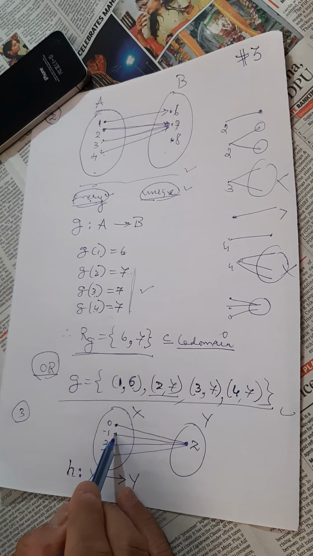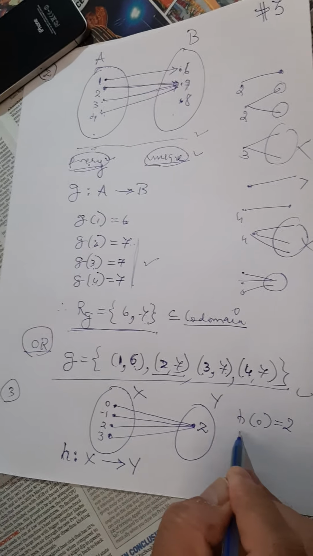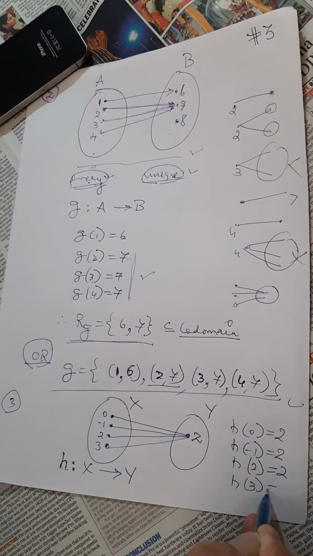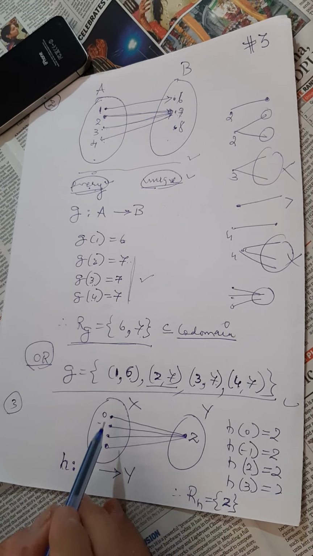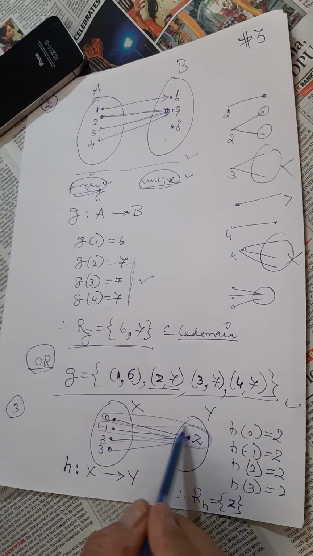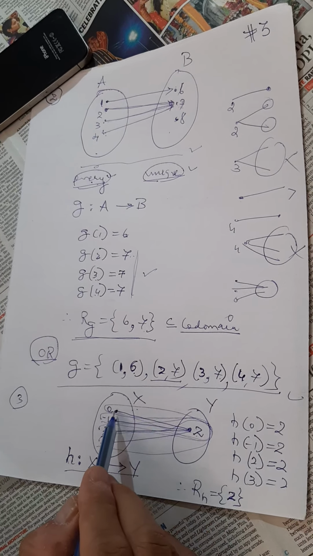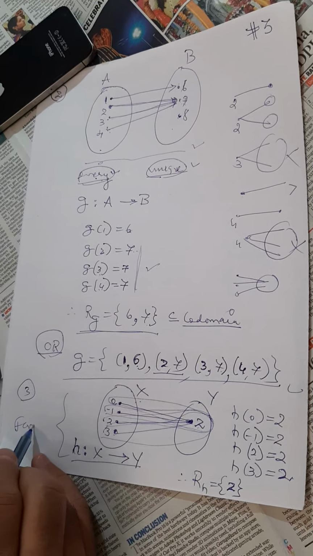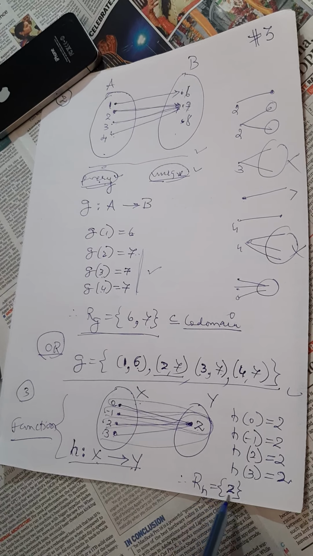And here the image of every member of the domain is just 1. So here you can write h of 0 equals 2, h of -1 is also 2, h of 2 is also 2, and h of 3 is also 2, remember. So here you can say that the range of function h is just a singleton set, {2}. But it's a function. 0 goes to how many members? 1 alone. -1 goes to how many members? 2 alone. 2 goes to how many members? 2 alone. 3 goes to how many members? 2 alone. So h is a function from X to Y. The image of every member is just one member, which is 2. So this is a function from X to Y. Here X is the domain, Y is the codomain, and the range of the function h is just the singleton {2}.